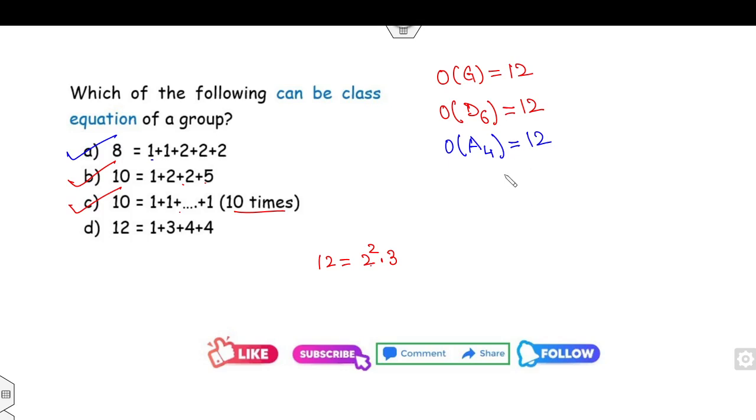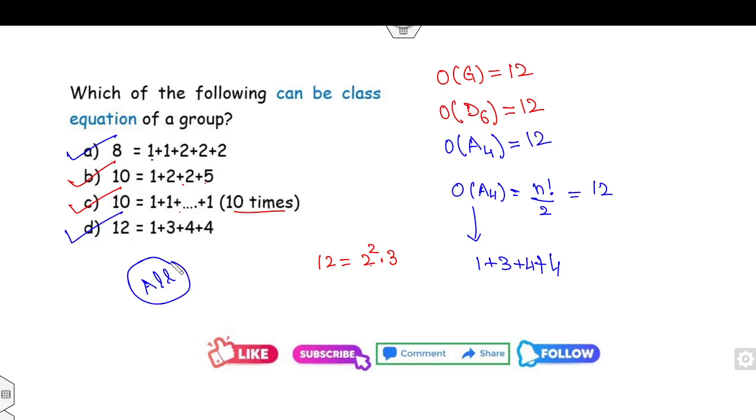Fine. So I can think what is the order of the, this is all known, n factorial over 2, that is 24 over 2, 12. So what is the class equation of the order of 12? Yes, this is all my right answer of this problem.